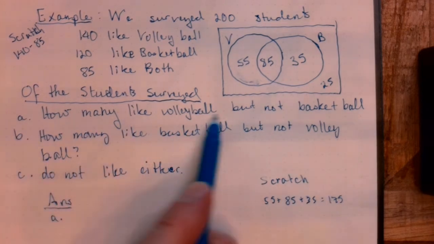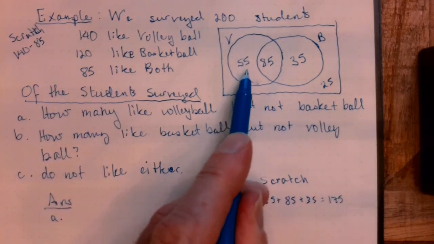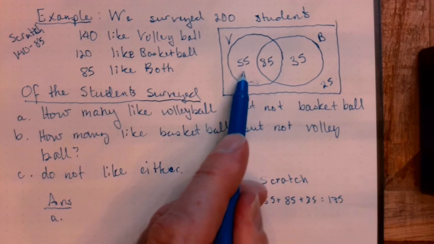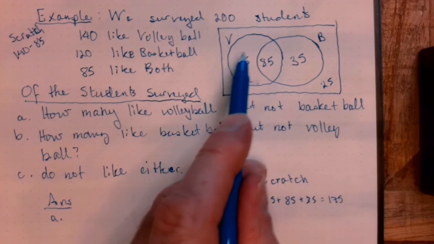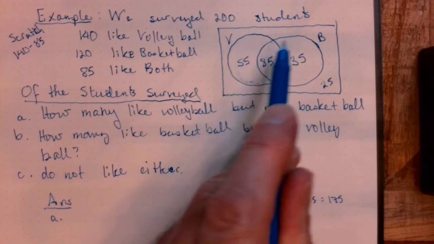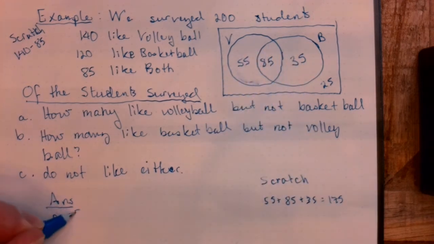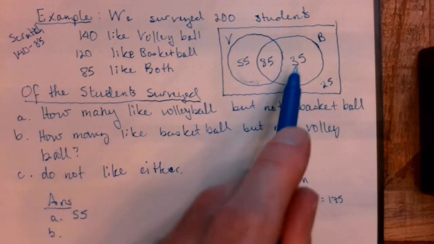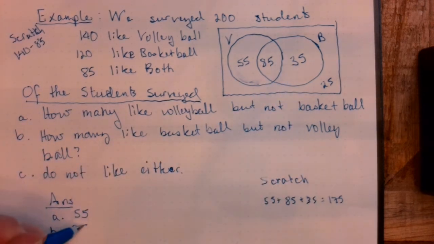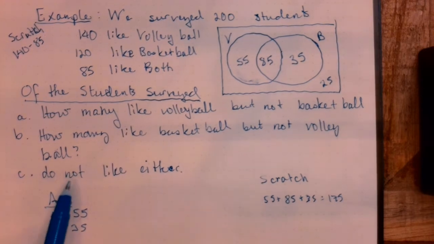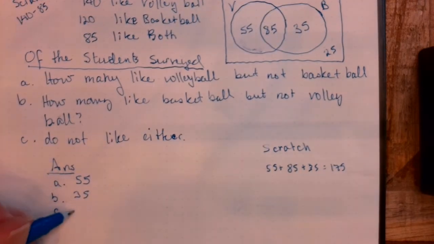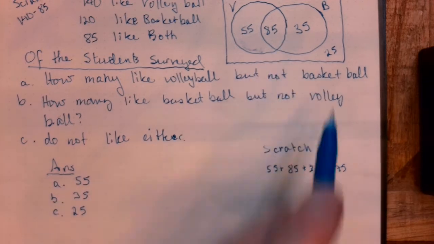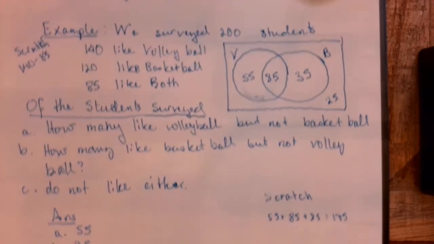How many people like volleyball but not basketball? That's those 55 students right here. That's the 55 people that are in the volleyball circle but away from the basketball circle. How many people like basketball but not volleyball? 35. And finally, how many do not like either? That would be the 25 people that are outside the circles.